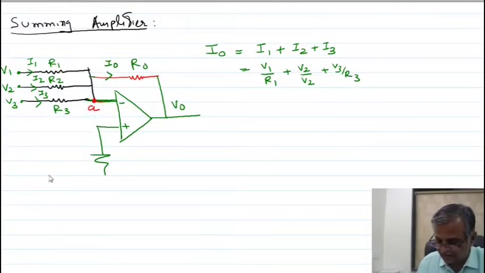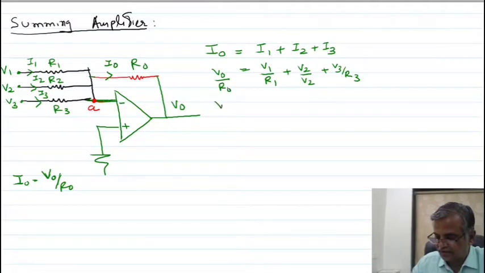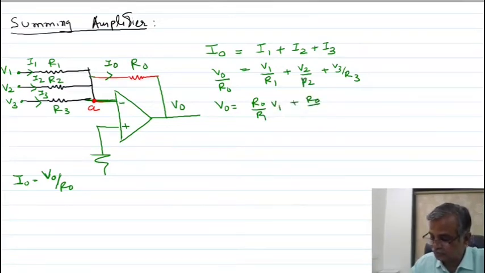So I can write I0 is nothing but V0 by R0. Since this point behaves as a virtual ground, I can write I0 is equal to V0 by R0. So the output voltage is given by R0 by R1 V1 plus R0 by R2 V2 plus R0 by R3 V3.